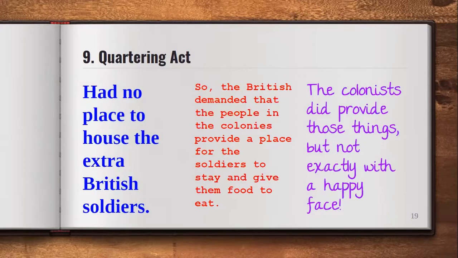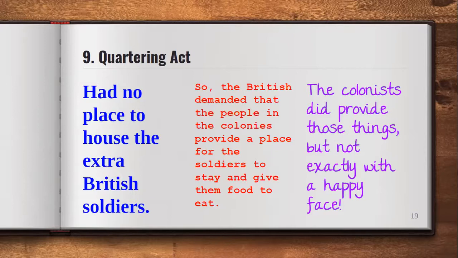So they came up with this Quartering Act that demanded the people in the colonies come up with a place for the soldiers to stay and must give them at least some sort of sustenance to eat. Gotta feed them. Now, while the colonists did provide those things, they didn't necessarily do it in a very willing or happy manner. But it was something that they were forced to do.